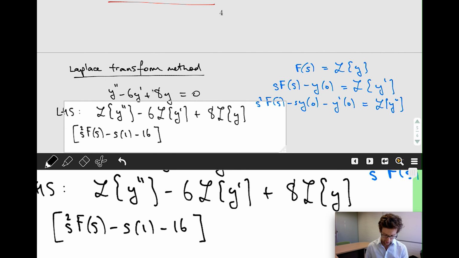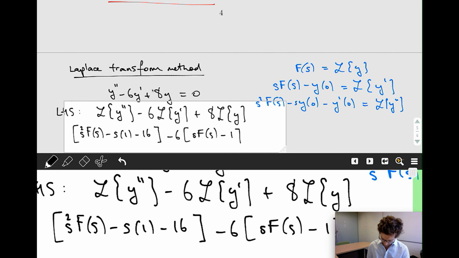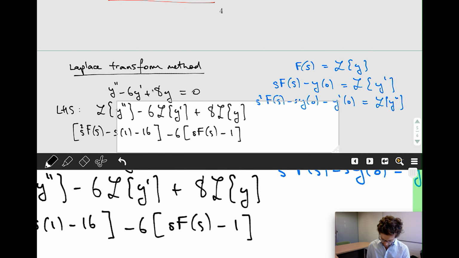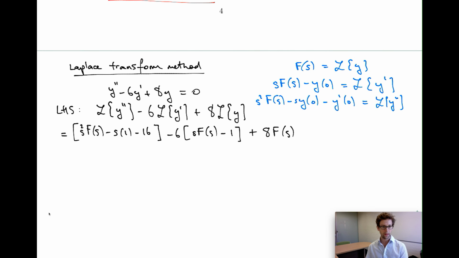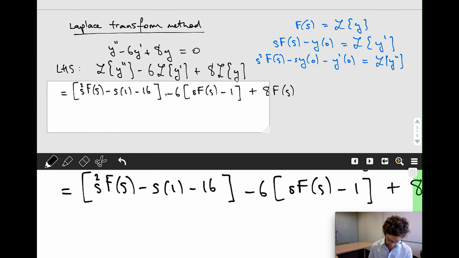So that's the Laplace transform of y double prime, minus 6 times the Laplace transform of y prime, which is s F of s minus y at 0, which is 1, plus 8 times the Laplace transform of y. So here is my Laplace transform of the left-hand side of the equation. We might as well tidy it up before we look at the right-hand side.